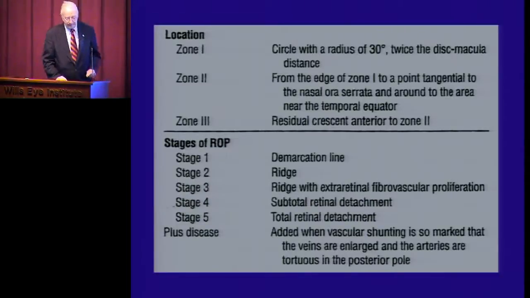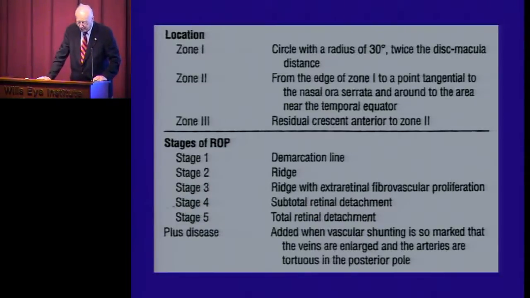So this just states this, and it's in the outline, but the stages are also important. And usually in stage 1 you can read this for yourself, but again, down at the bottom, the plus disease, if you see that, and it's due to vascular shunting, so that the veins are enlarged and the arteries are tortuous in the posterior pole, that is a bad sign.